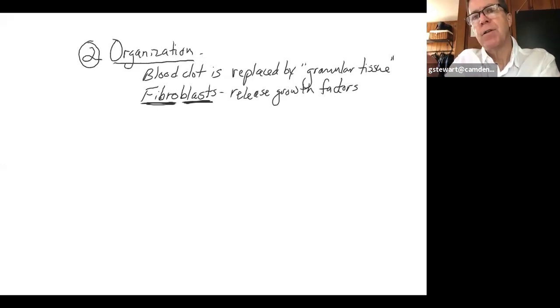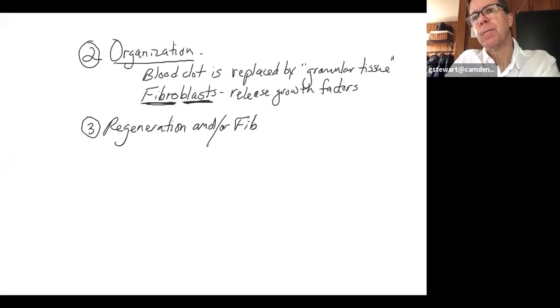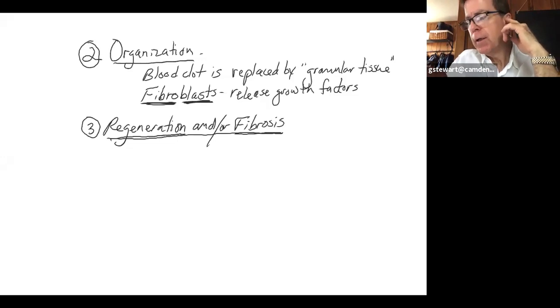All right, let's go on to stage 3. This is where we get the final step of either regeneration or fibrosis. And like I said at the beginning, it depends on the type of tissue that was damaged and the degree of injury that occurred. Sometimes we'll get almost completely regeneration. Sometimes we'll get almost completely fibrosis. Usually we get some sort of combination between the two.